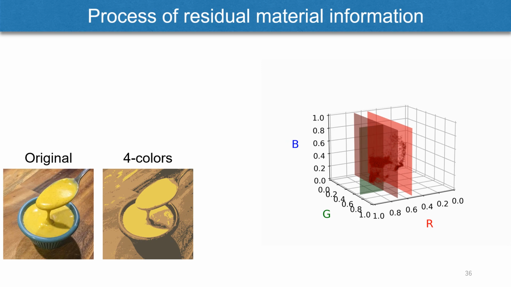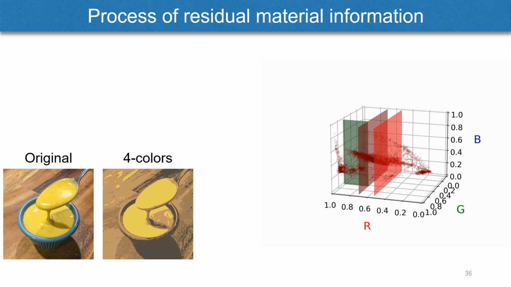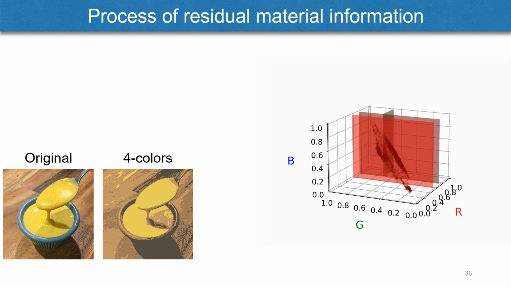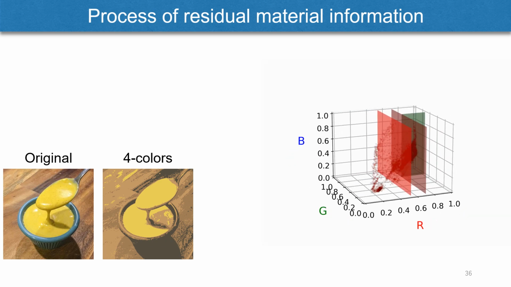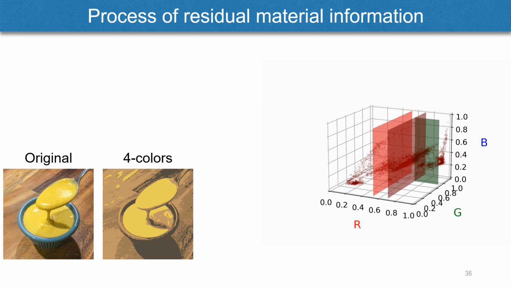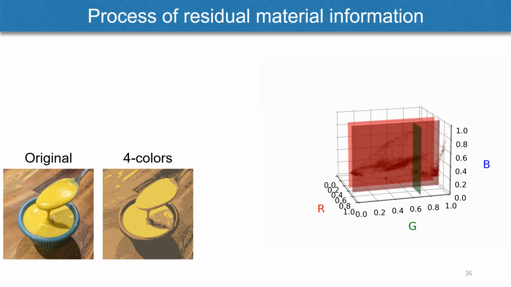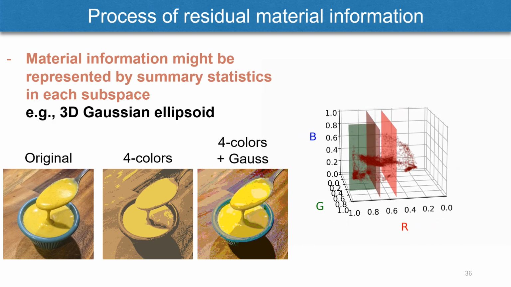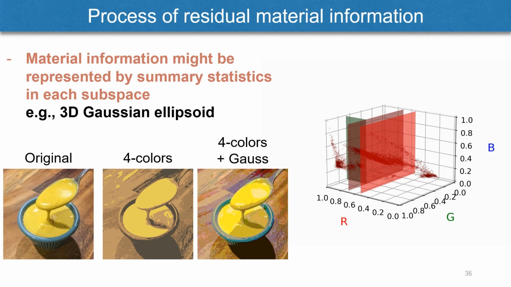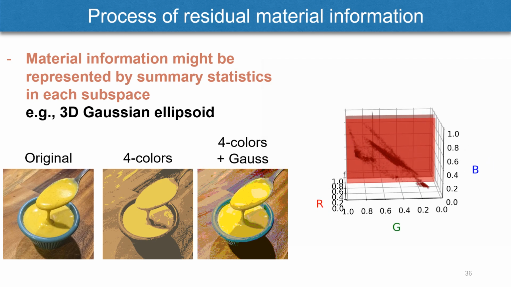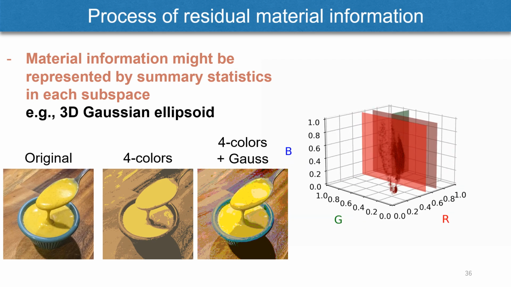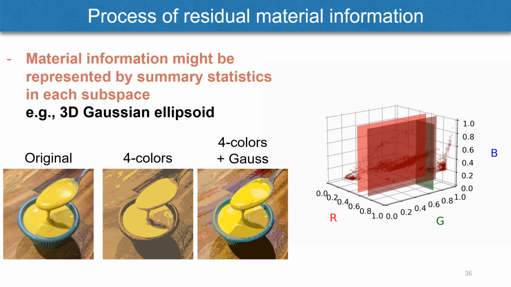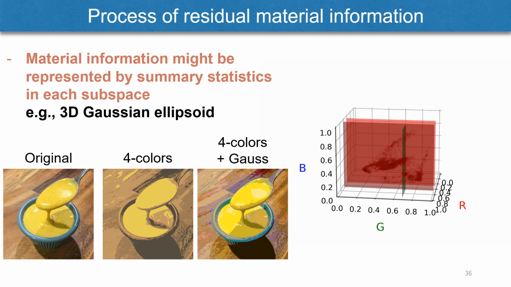Finally, I also address how material information can be represented in this framework because I'm talking about efficient decomposition of input images. One possibility is that material information is represented by simple summary statistics in each 3D subspace. This is an example where I assume a Gaussian ellipsoid within each subspace and project all points on the ellipsoid surface. The results look still noisy but tend to retain the original material appearance.